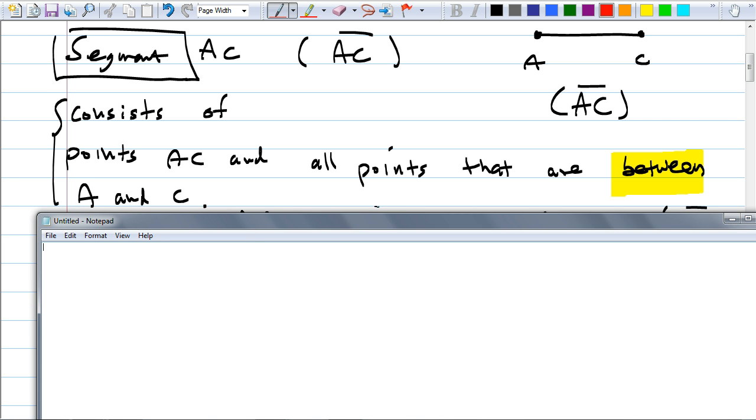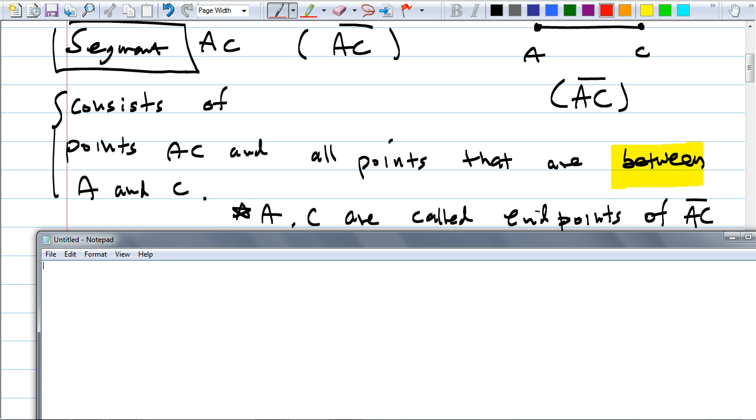points A and C, and all the points between A and C. So when we say segment AC, we're talking about every point between A and C. Now, that "between" again means something particular. It means that those points must be on the line AC. Does that make sense? We're not talking about any points above or below line AC. So a segment consists of all the points between the two points A and C. It is important that you understand what we mean by between. Okay, good. I'll wait for you to write this down.